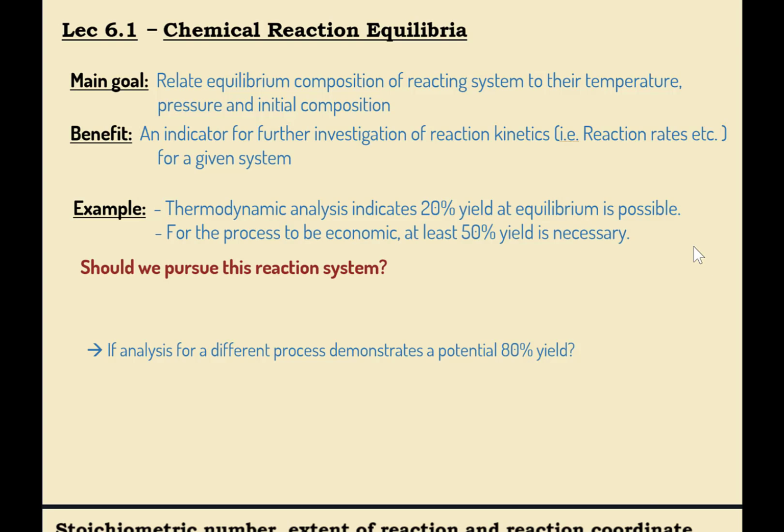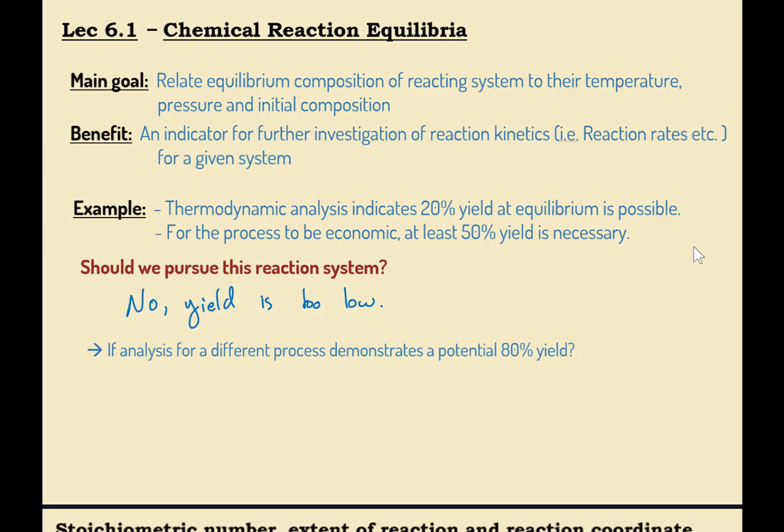So as a starting example, let's say we did some thermodynamic analysis and it indicated that 20% yield at equilibrium is possible. But then you did some economic math, and you found that at least 50% yield is necessary for you to make money. Otherwise, it's not going to be making you money. So should we pursue this reaction system or not? Simply the answer would be no. So we're going to say no, yield is too low.